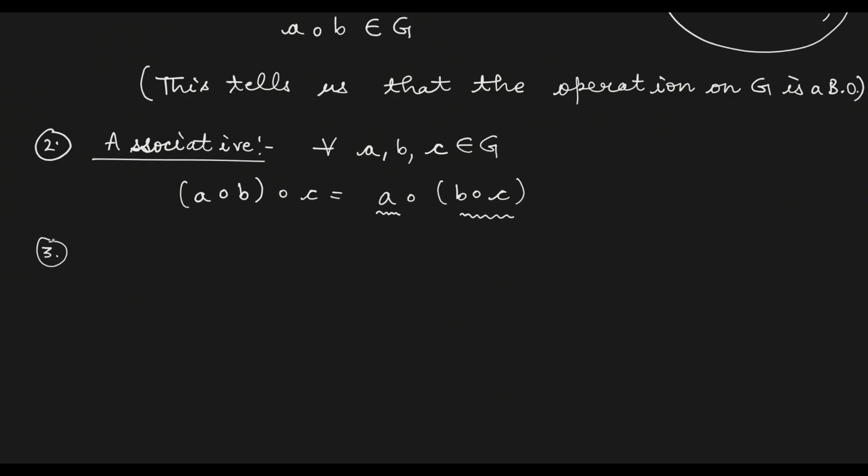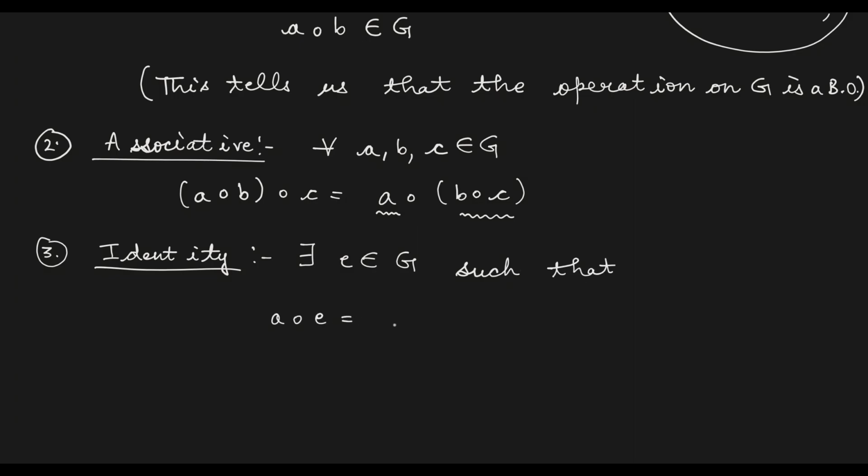Third, identity element. There exists E belongs to G such that A composition E is equals to E composition A. This is equal to A.